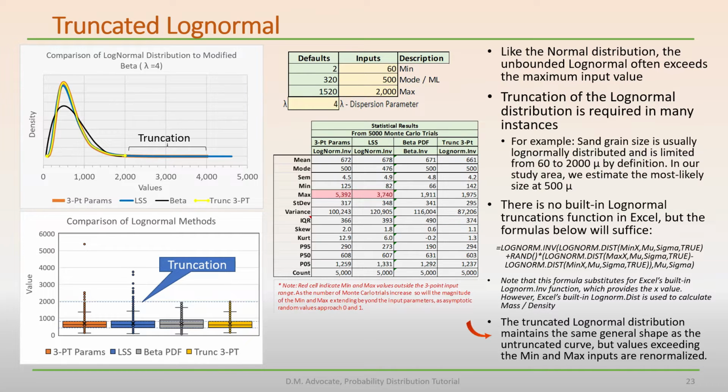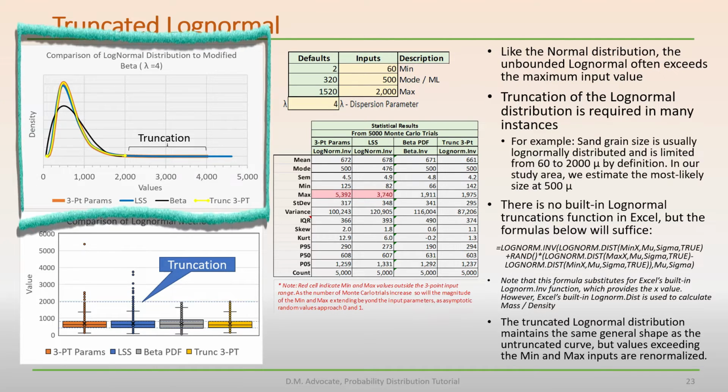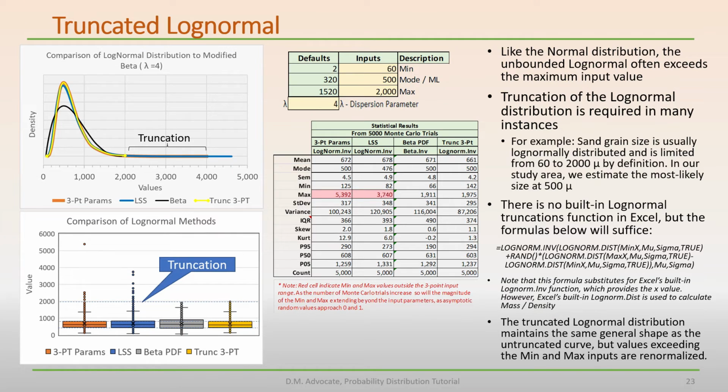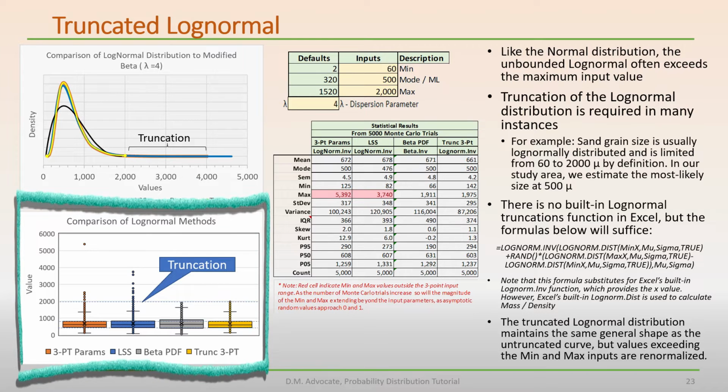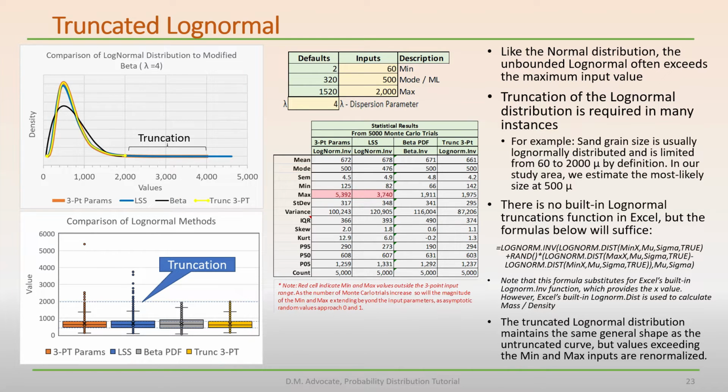The truncated log normal distribution maintains the same general shape as the untruncated curve, but values exceeding the min and max inputs are renormalized. We can see this on the PDF chart in the upper left that shows the truncated 3-point distribution relative to the untruncated 3-point, LSS, and beta curves. The box and whisker plot in the lower left shows that the mean, median, and interquartile range are similar, as are the min and max whiskers.